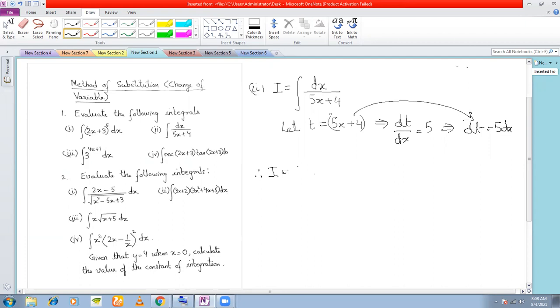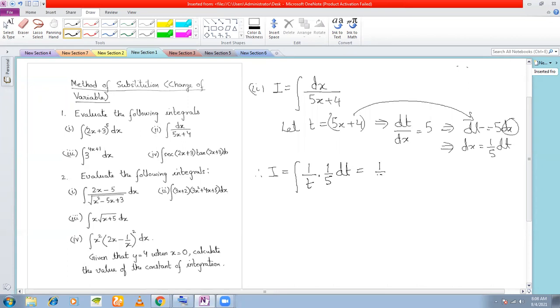Therefore, I is equal to the integral of, see, what is dx here? What is the value of dx here? dx here is 1/5 dt. Put the values. 1 divided by 5x + 4 means 1 divided by t, and dx is 1/5 dt.